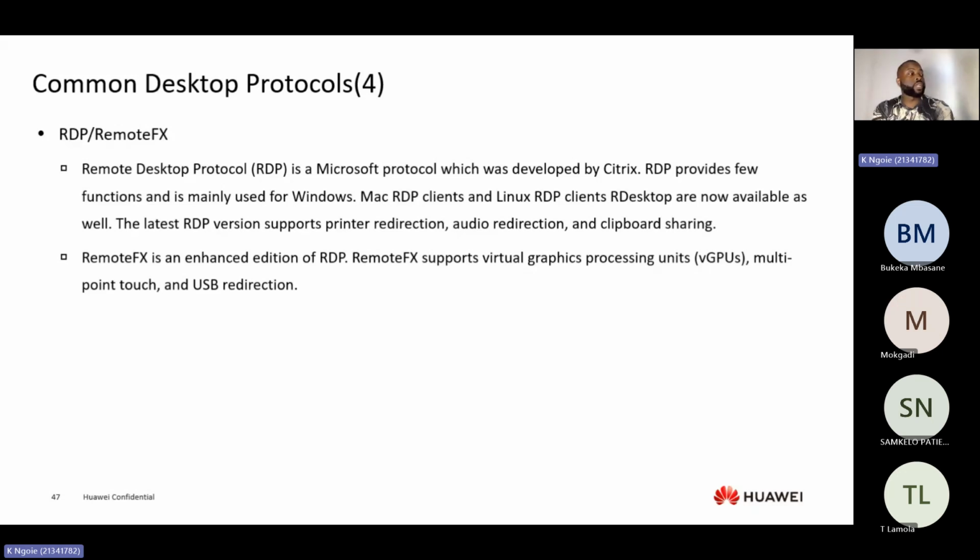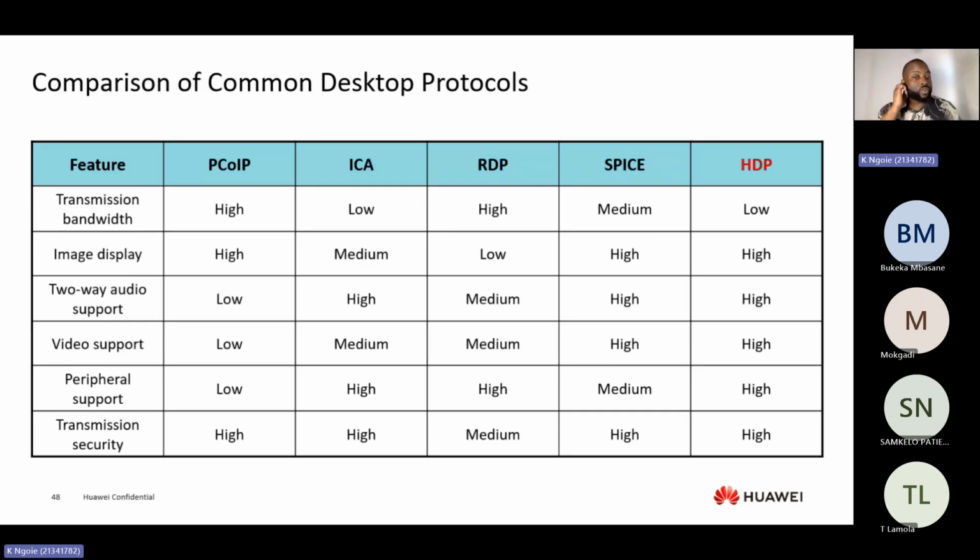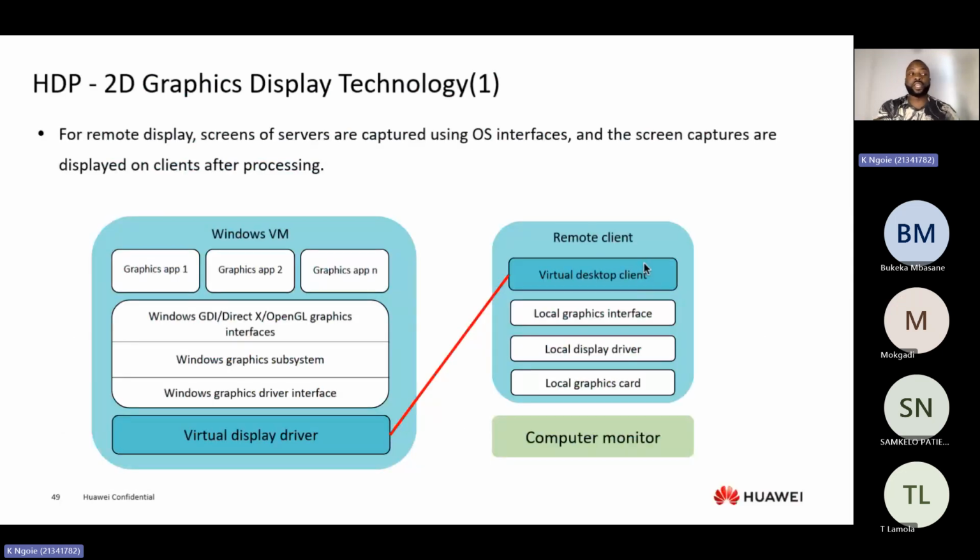All right. So now this is how you can compare them. In terms of transmission bandwidth, for example, PCoIP is high. The transmission bandwidth is high, so you need really good quality. And then you have ICA low and RDP. So this is just a table to try and compare the different features that they can have.